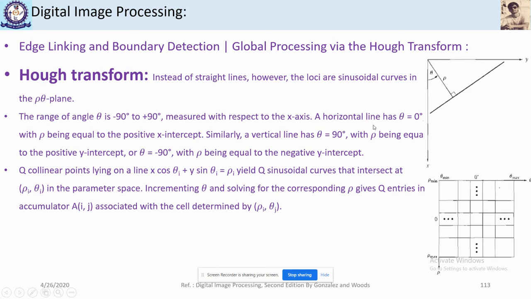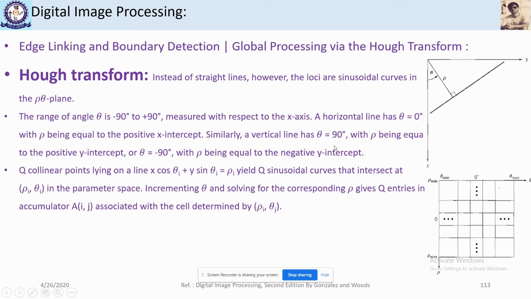A horizontal line has theta equal to 0 and rho equal to the positive x-intercept. If a horizontal line is there, then its normal will be along the x-axis only. So theta will be equal to 0, and rho will be equal to the x-intercept. Wherever that line intercepts x, that will be the value of rho for horizontal lines.